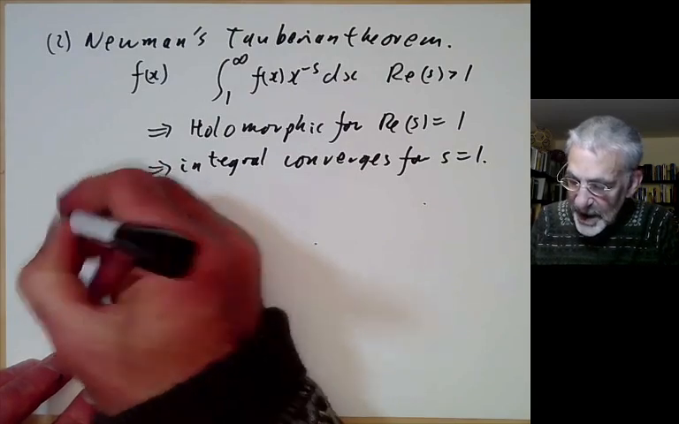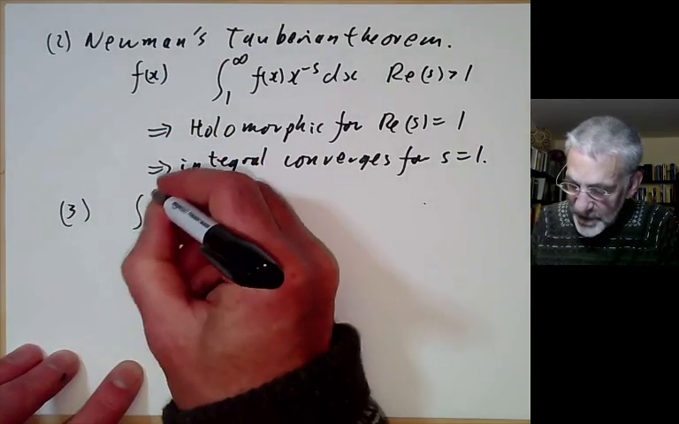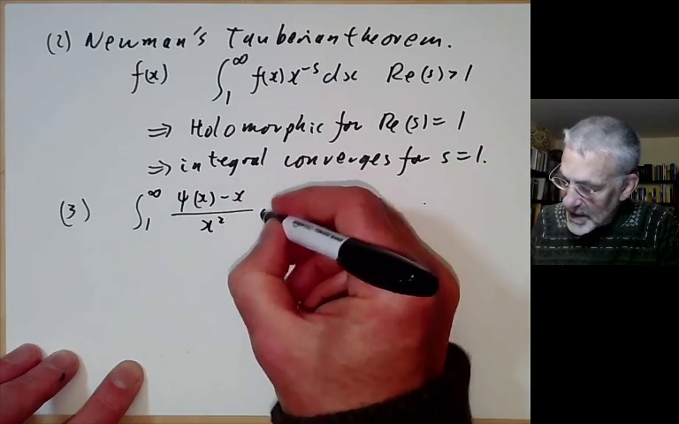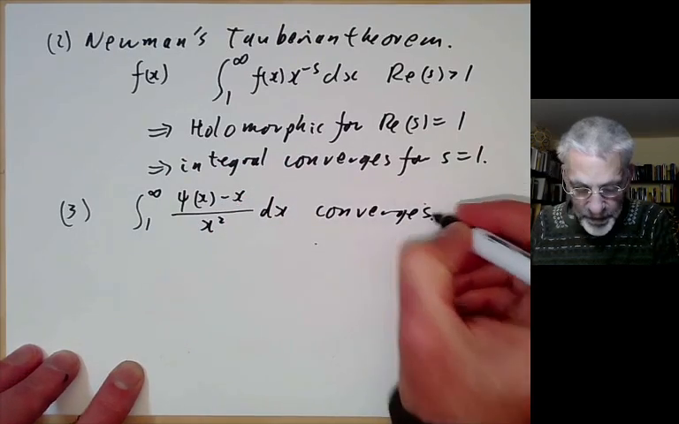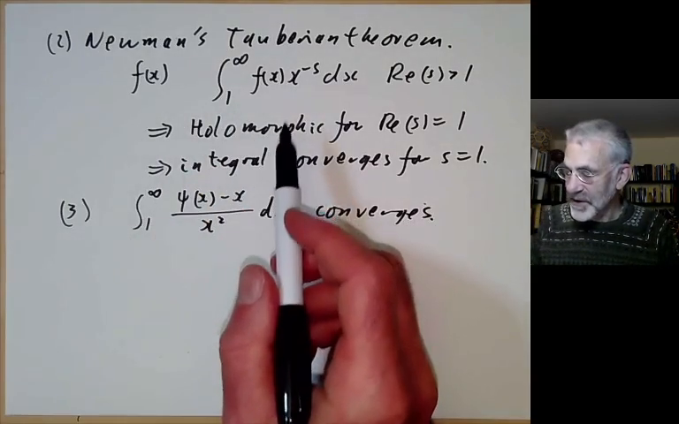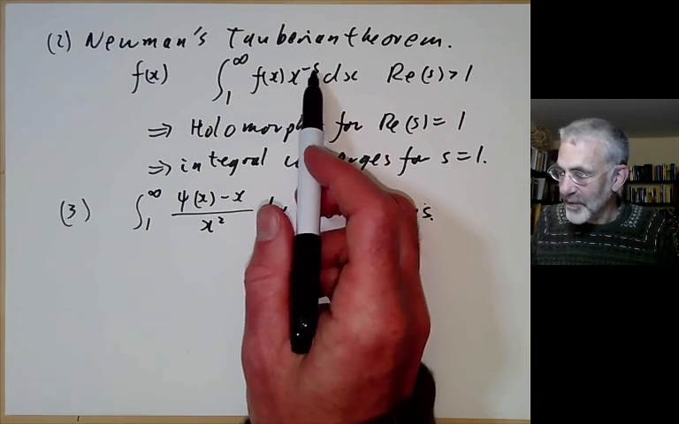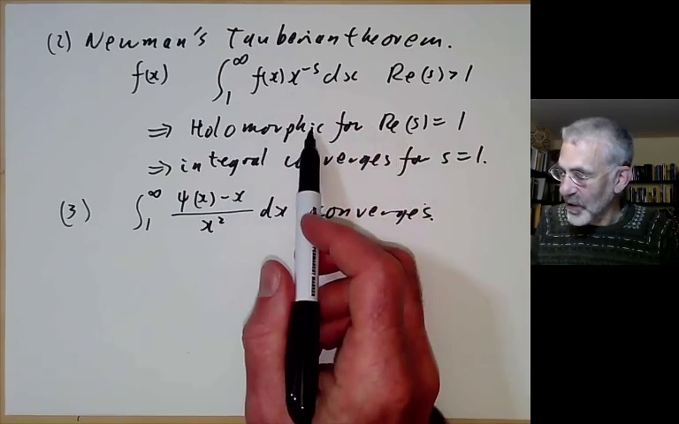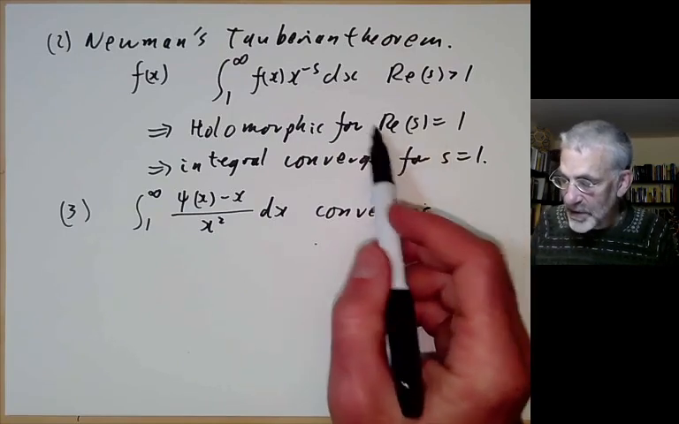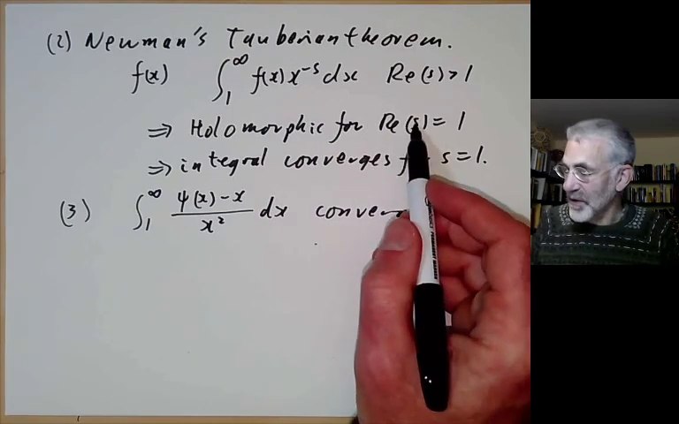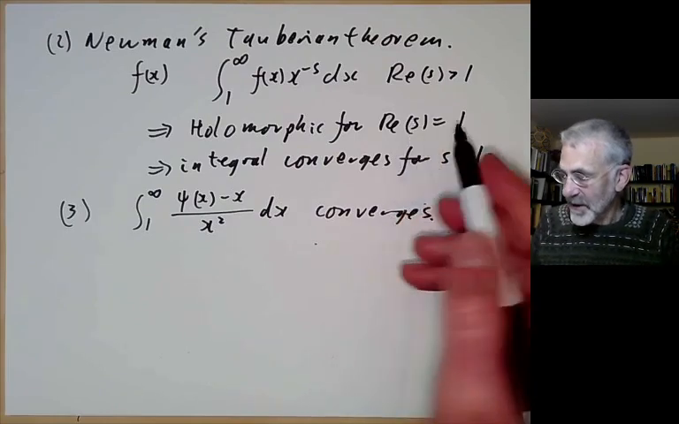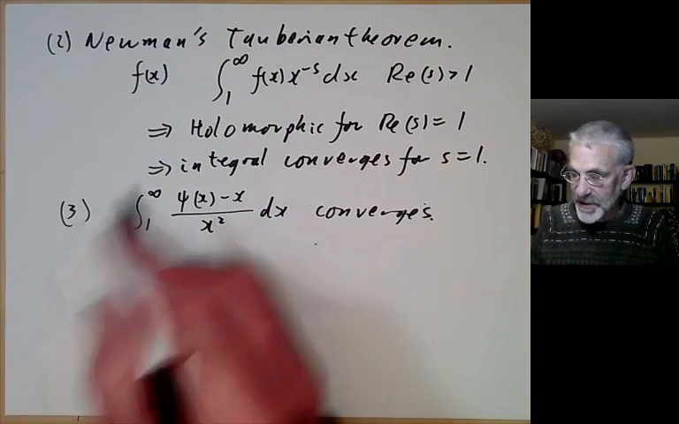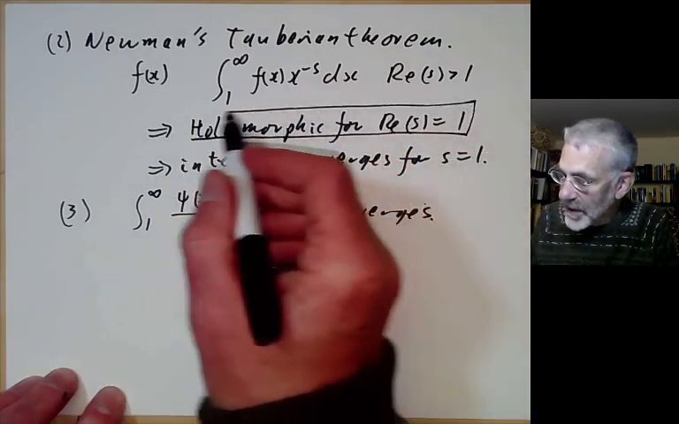And then step three is we use Newman's theorem to show that the integral from 1 to infinity of psi of x minus x over x squared dx converges. And we're going to show it converges by using Newman's Tauberian theorem. And in order to use Newman's Tauberian theorem, we need to know that something is actually holomorphic for the real part of s equal to 1. And this is where we use the fact that the Riemann zeta function has no zeros with real part 1, because if it had zeros, then the function zeta prime over zeta would not be holomorphic for this condition. So this is where we use step one.